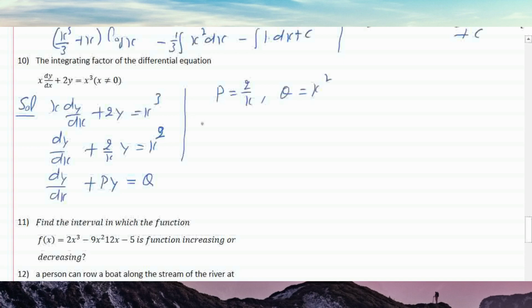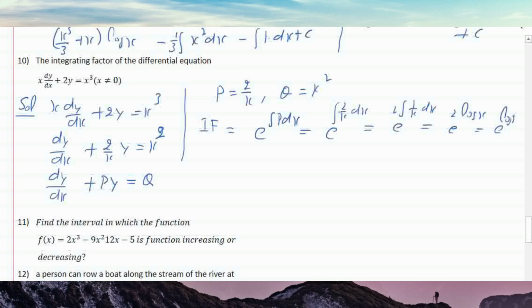So the formula for integrating factor is e raised to power integral of p dx. So you can do it, e raised to power, what is p here? 2 upon x dx. Simplify it further, 2 comes out, we are getting 1 upon x dx. Do it further, 2 log x. Do it further, this 2 goes there, we are getting e raised to power log x square. e and log cancel out. So the integrating factor is x square. This is the answer to this question.